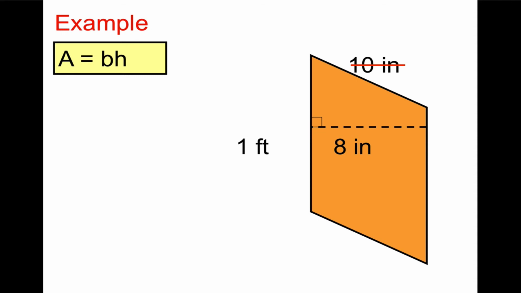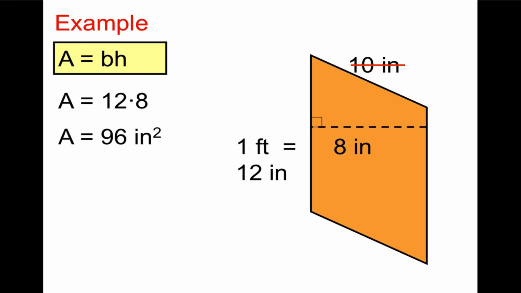So this parallelogram seems to be on its side. Do you notice that we have feet and inches? So I would just convert 1 foot equals 12 inches. And now we can write down the formula, which I've already done. Area equals base times height. And we'll plug in the base of 12 and the height of 8. 12 times 8 equals 96. And the unit is, again, square inches.